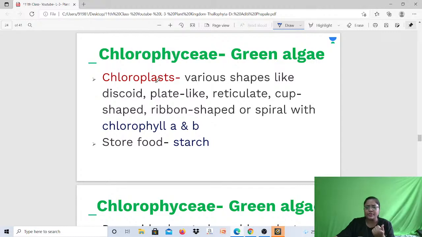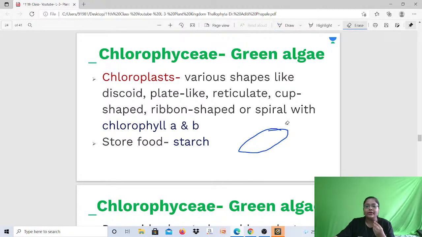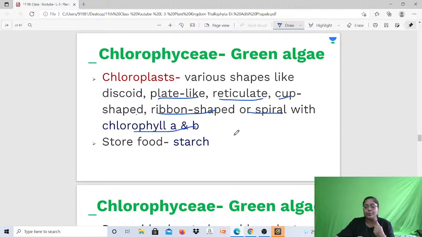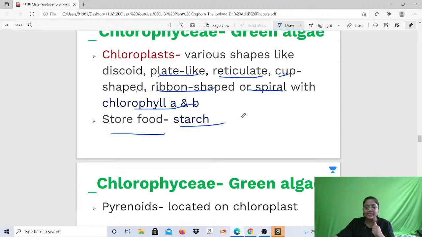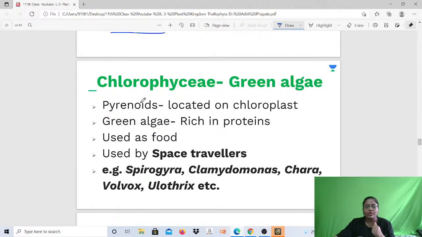Simple. It exists in various shapes like discoid, meaning disc like, then plate like, reticulate meaning in a network, then cup shaped, ribbon shaped or spiral form. They have chlorophyll A and B. Then they store food in the form of starch, which is again a complex polysaccharide, a complex carbohydrate. Chlorophyceae, green algae, store food in the form of starch, always remember this. Chalo aage jaate hain.